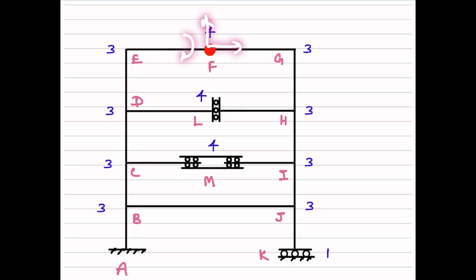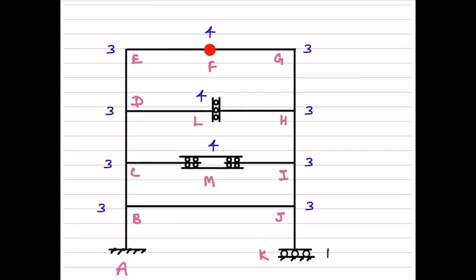Sorry, I'm following anti-clockwise. This is the positive one for rotation. So these are the degrees of freedom possible here. And this is a shear release. Therefore, what should happen here? This is unique. This is unique. However, this and this will not be the same. So 4 degrees of freedom here.